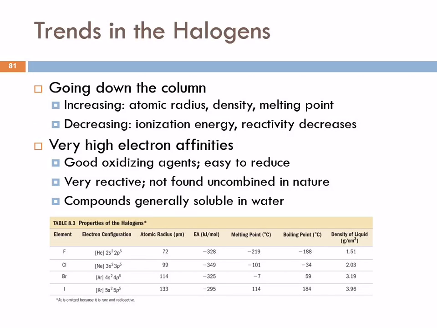The halogens have these trends. They have very high electron affinities. They want to get an extra electron. They're good oxidizing agents. That means they're easily reduced. They're also very reactive.